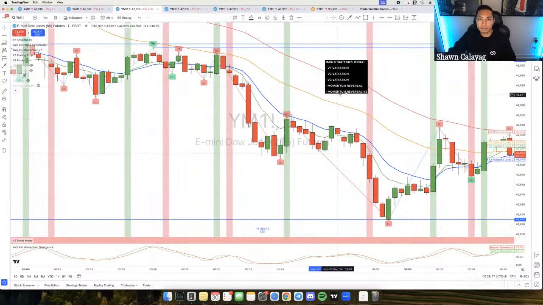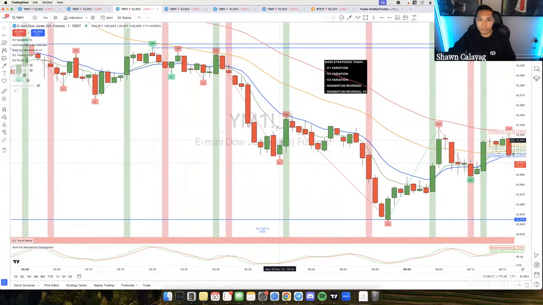For this momentum reversal strategy, we're basically looking for an inside candle. If you guys are not familiar with an inside candle, it just means a candle that's within the previous candle. So you can see over here, we have a buy signal. This candle right here is an inside candle, right? Because this candle entirely is within this one.